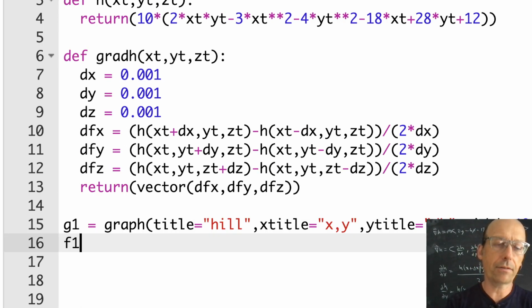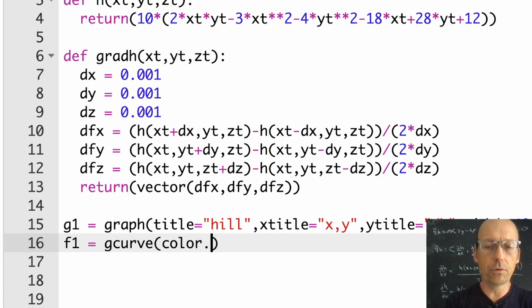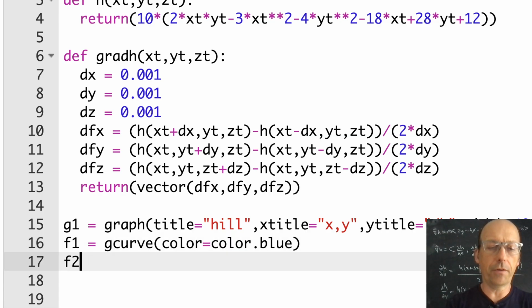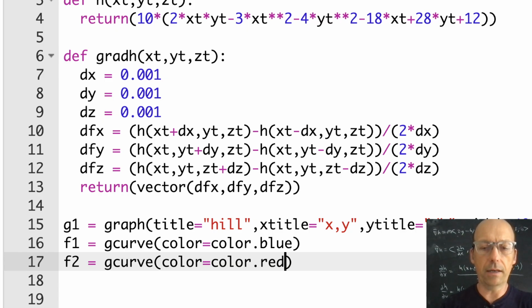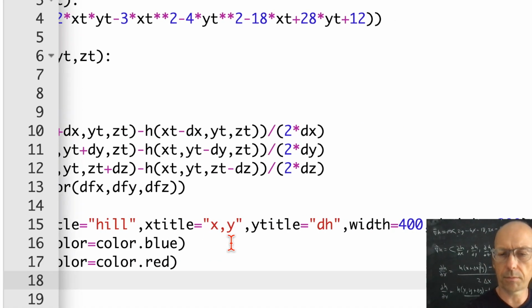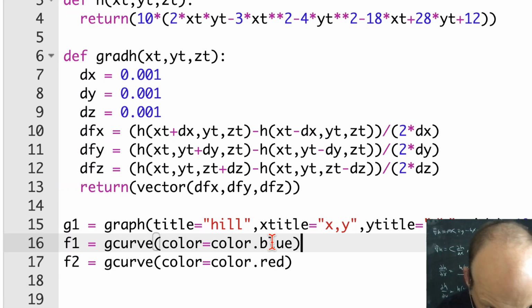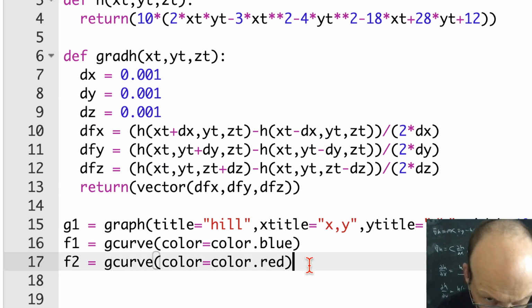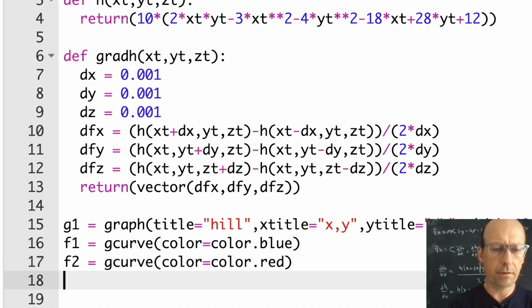And then I'm going to make 2 graphs. I'm going to call it fx. No, call it f1. f1 is g curve, color equals color.blue. And this will be my x values. And then I'll do the same thing for y. f2 is g curve, color equals color dot red. And, ooh, why did it do that? I missed a parenthesis somewhere. X title, parenthesis. Okay, well, I'm scared. Oh, it did it that time.